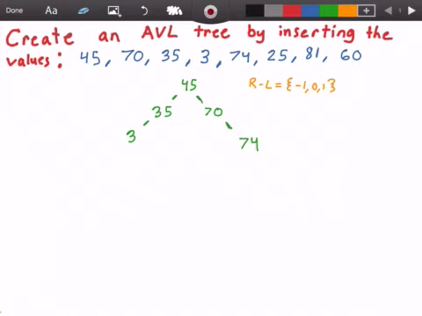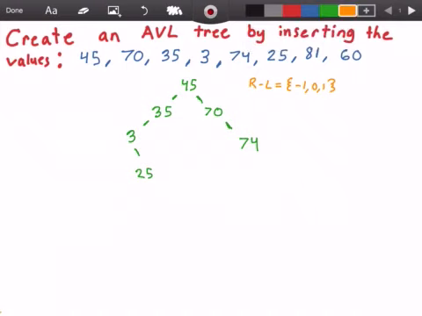All right, so now we need to insert the value 25 into our tree. So 25 is less than 45, so it goes to the left of 45. 25 is less than 35, so it goes to the left of 35. And 25 is greater than 3, so it's going to go to the right of the value 3. So we insert the value 25. Now let's check our balance factor.